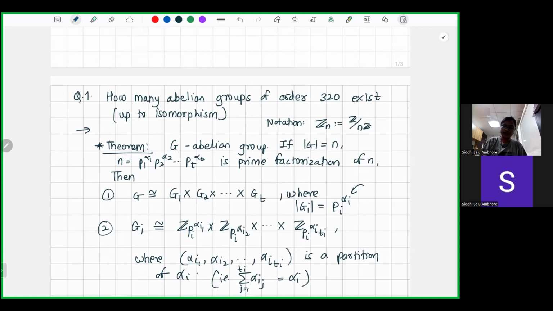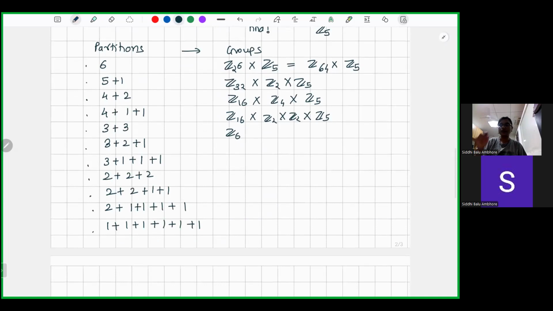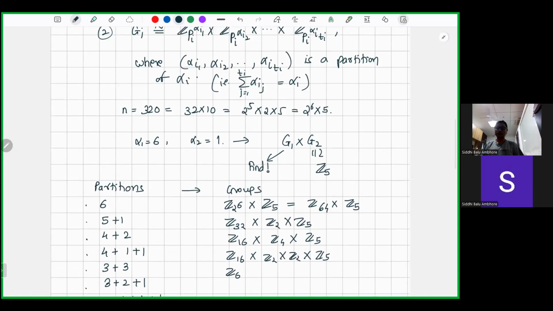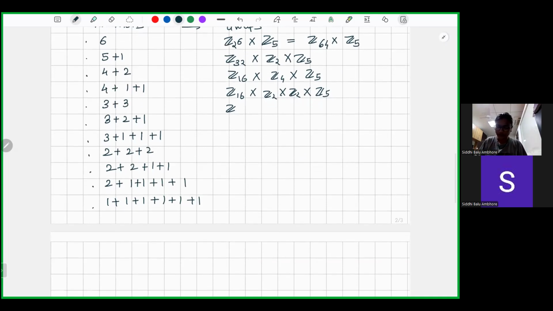So here definitely the answer is 11 because we got 11 partitions of 6 and that's how it is. So if you were asked to, so we will do that further. Let me just finish this.